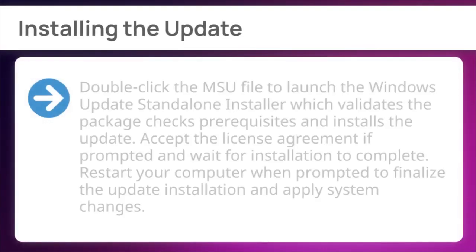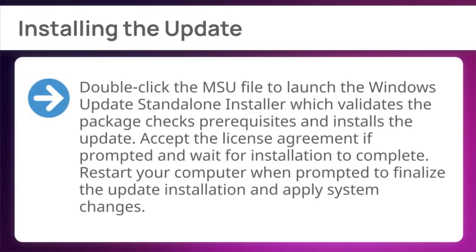First, installing the update. Double-click the MSU file to launch the Windows Update Standalone Installer, which validates the package, checks prerequisites, and installs the update. Accept the license agreement if prompted and wait for installation to complete. Restart your computer when prompted to finalize the update installation and apply system changes.